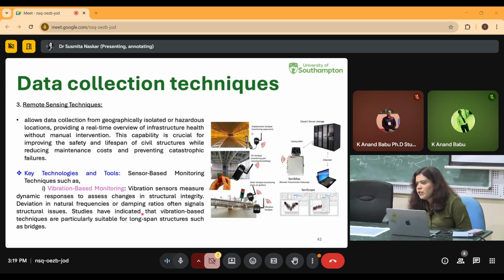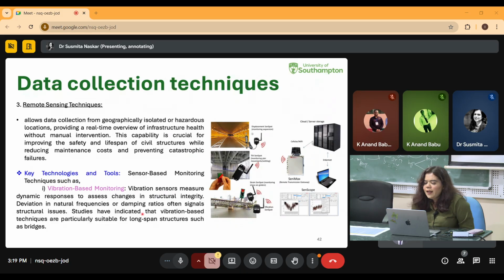That is quite obvious, because you are monitoring the data, so it will definitely help you prevent catastrophic failure, right? And there are several key technologies which we generally use. The main and important one is sensor-based monitoring, which we use quite a lot when we talk about the remote sensing technique.